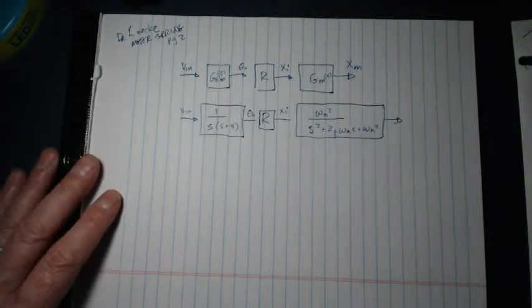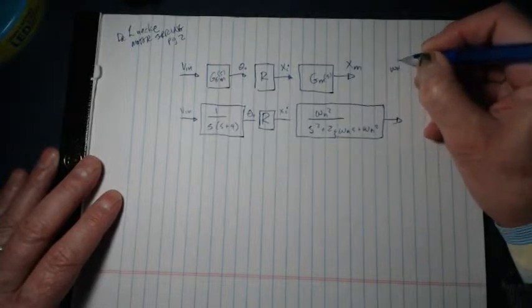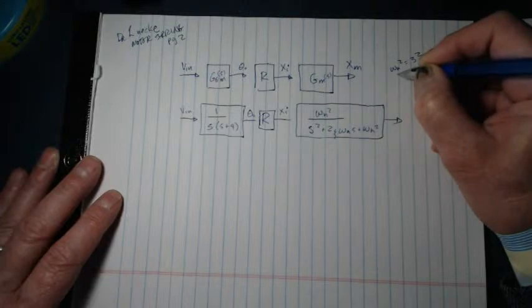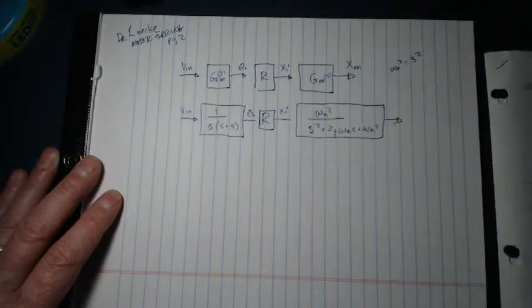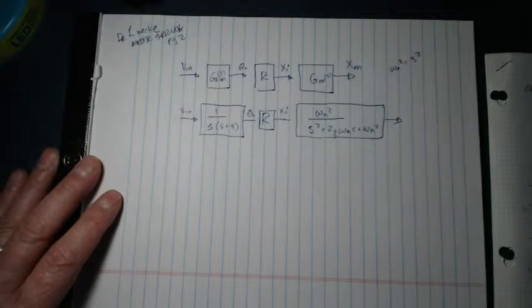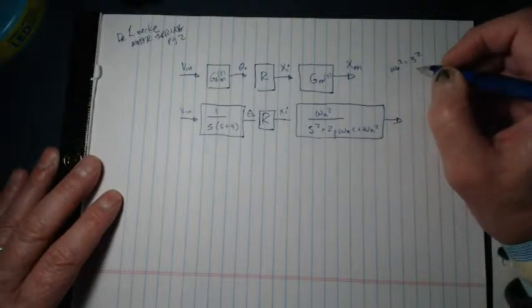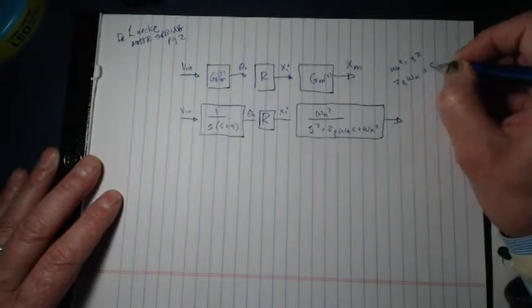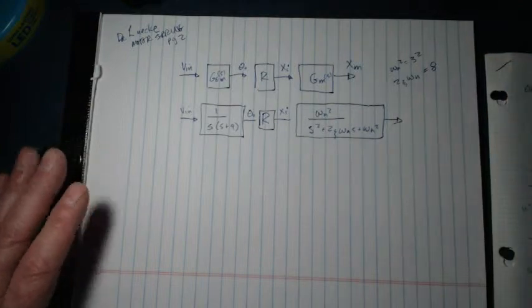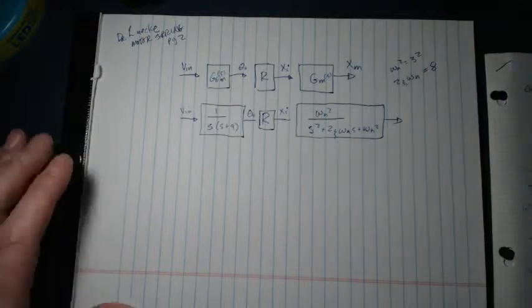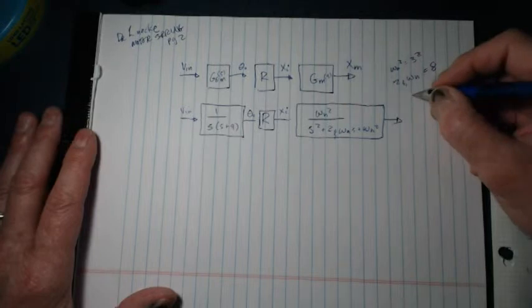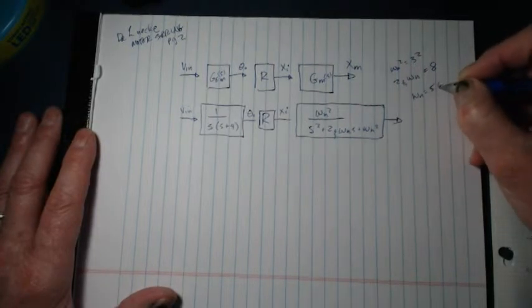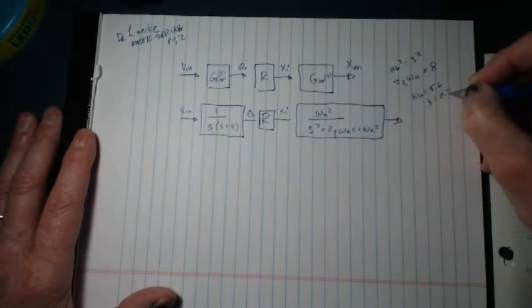I'm just going to make up some numbers for this one too. I'm going to say that omega n squared is equal to 32, and 2 zeta omega n is equal to 8. Now, for this particular one, what you're going to find is that that gives me an omega n of 5.6 and zeta is equal to 0.71.